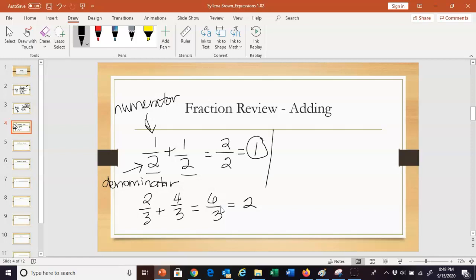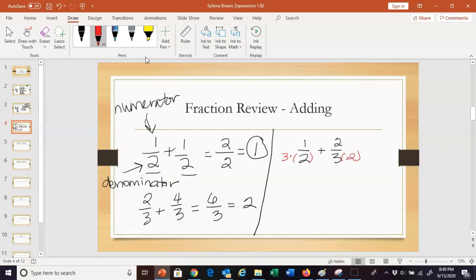So what if the denominators do not match? So maybe something like 1/2 plus 2/3. So you can see these denominators do not match. And what we have to do, besides using a calculator, is we have to make them match. So we have to find something called a common denominator. And the easiest way, I think, to do that is to multiply both of the denominators by the other one. So we're going to multiply 2 times 3, that's what's over here, and we're going to multiply 3 times 2, because that's what's over there.